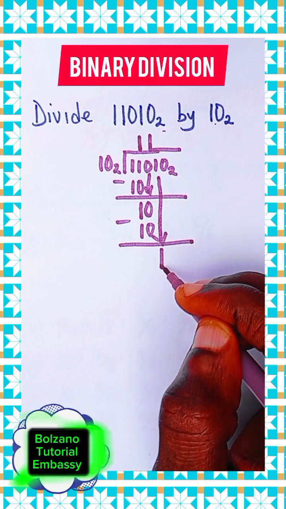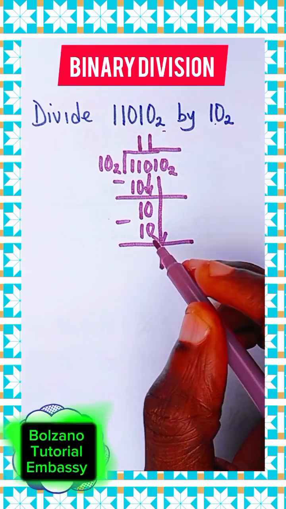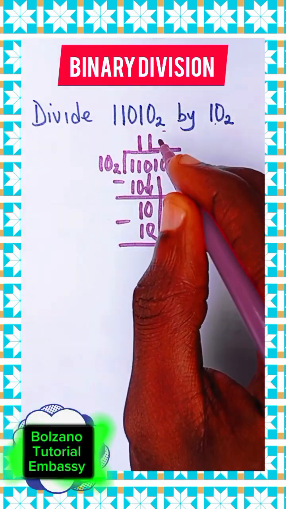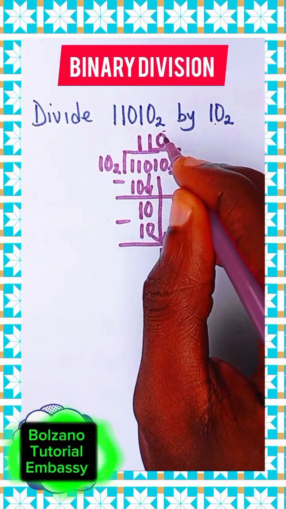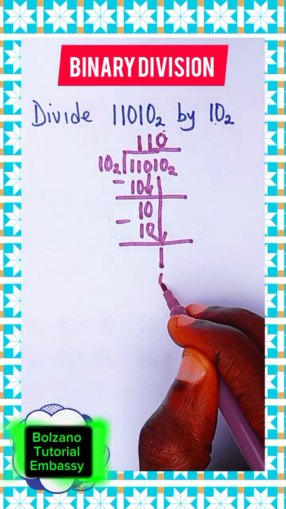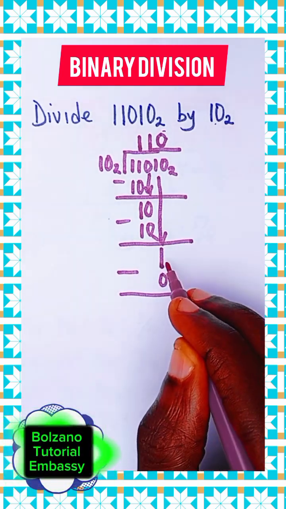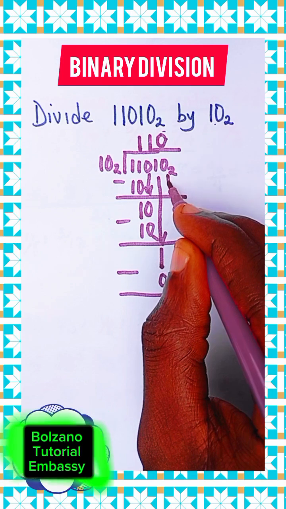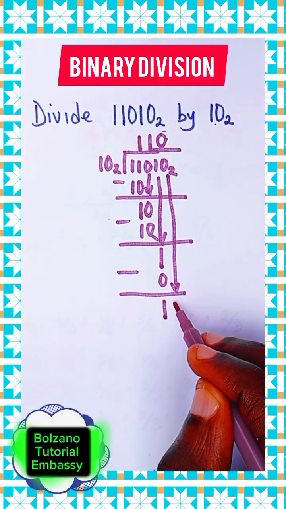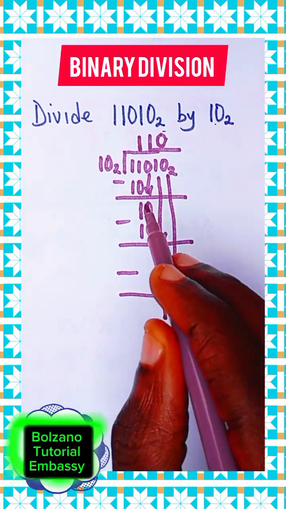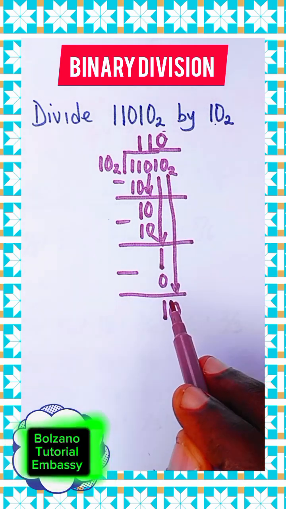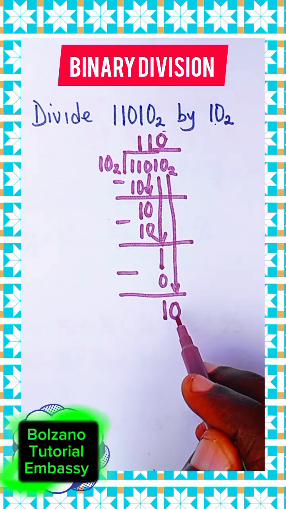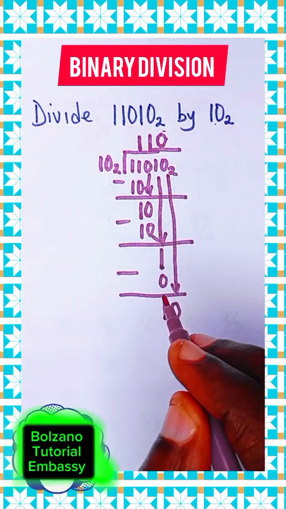So when you bring down 1, you begin the division again. 1 is less than 10. So 1 divided by 10, since it's less, you write 0 in the quotient. 0 times 10 is 0. When you subtract, you're going to have 1. So next, you bring down this digit, which is 0. Take note that you don't bring down two digits at a time. It's digit by digit. So now we have 10 divided by 10, and they are equal.